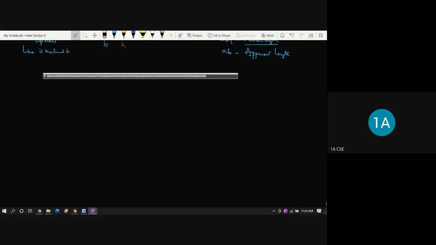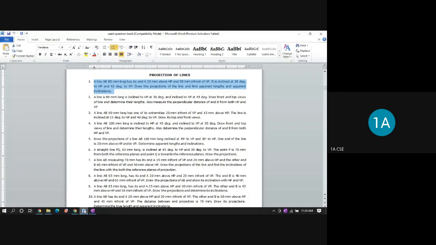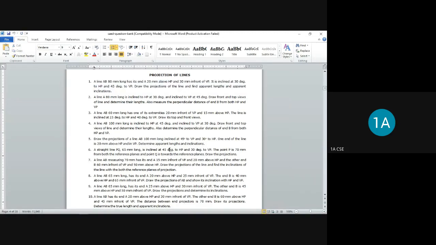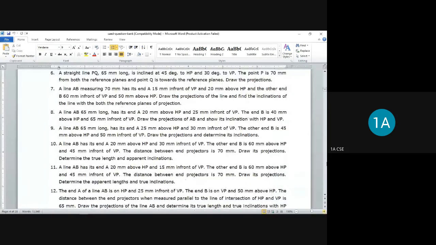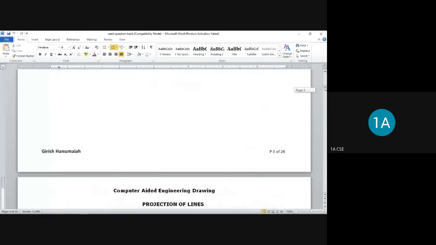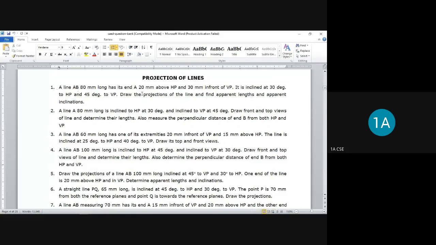We'll take the question itself here. A line AB is 80 mm long and its end A is 20 mm above the HP and 30 mm in front of the VP. This means the position of A is given, and the length of the line is also given.